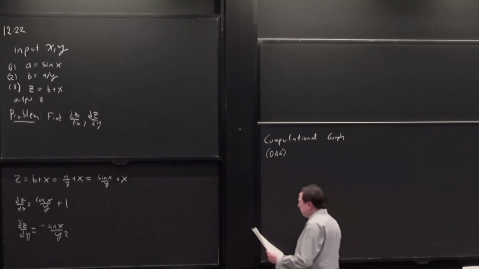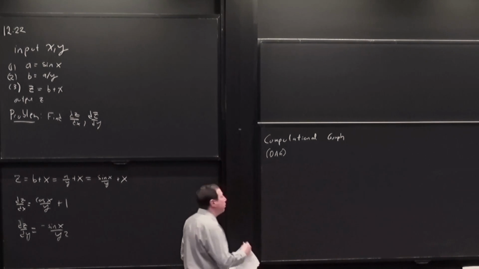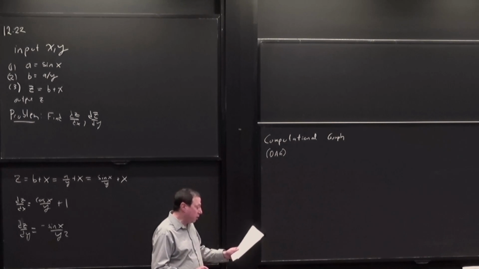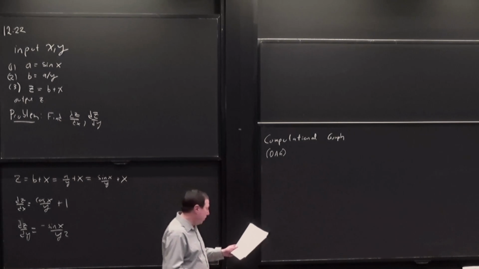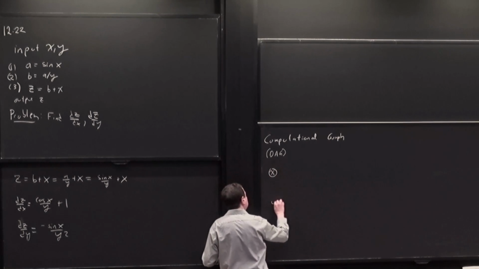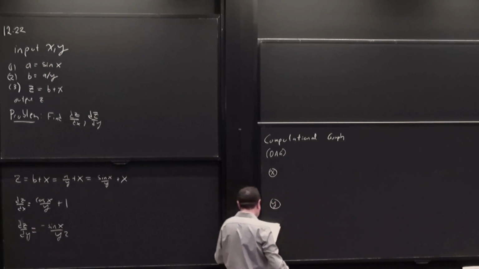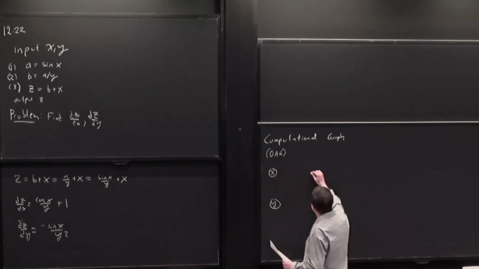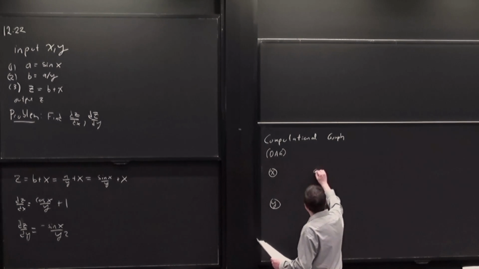People are not completely standard as to how they draw computational graphs. It drives me crazy. I'm going to take the convention that I'm going to put the variable names as nodes, right? So my input nodes are X and Y. And let's see, if I look at step one over there, the first thing I'm going to calculate is A.